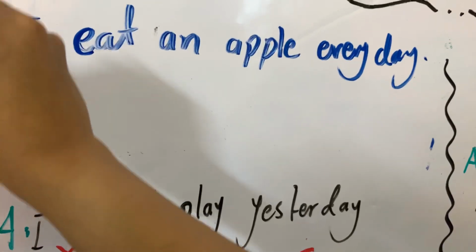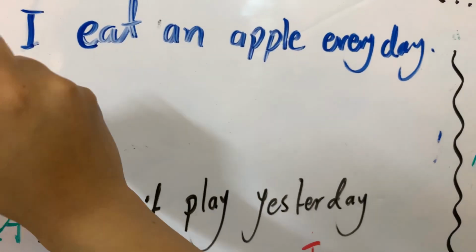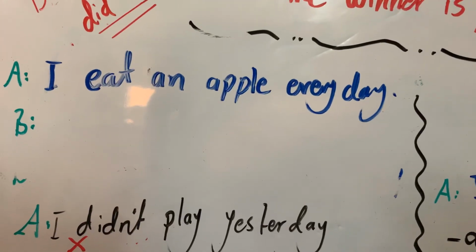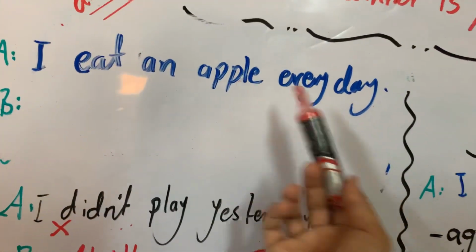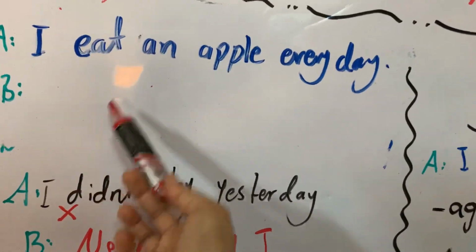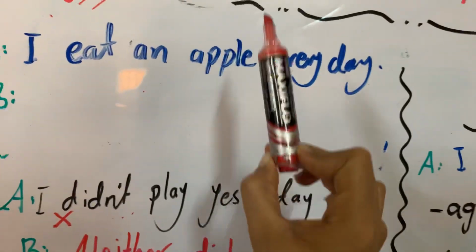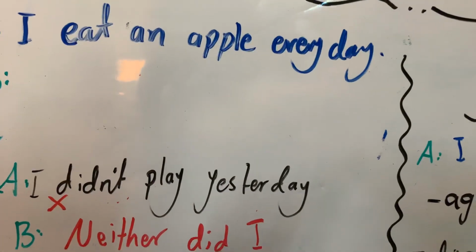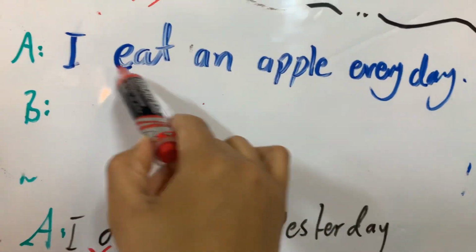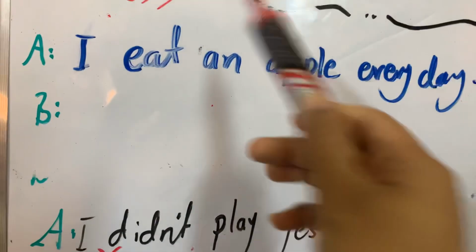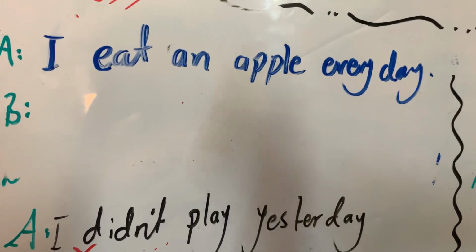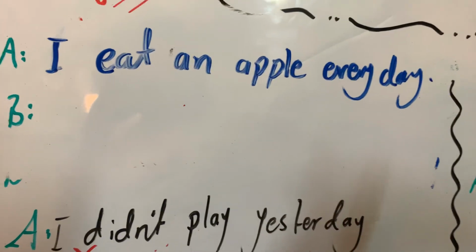Okay, here is person A, person B. Person A says, "I eat an apple every day." Person B agrees with him, يوافق الرأي. He also eats an apple every day. Do we have a helping verb here? "Eat" is a main verb, فعل أساسي. So do we have a helping verb, like must, can, have, has, do, does, is, are? No, we don't have.